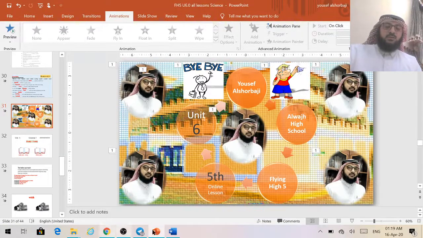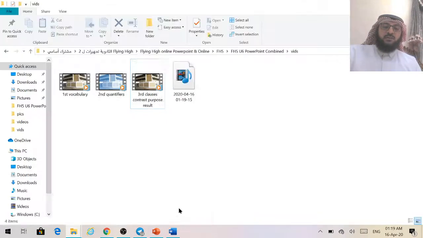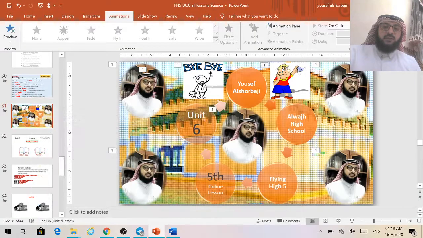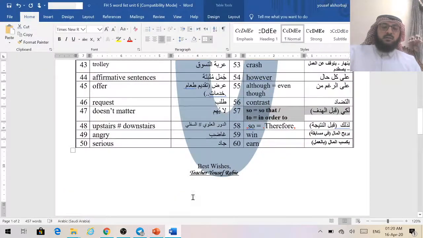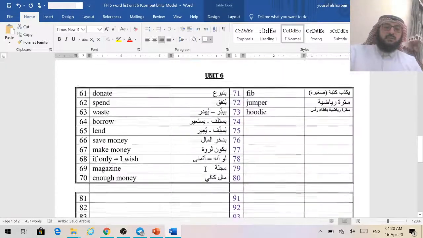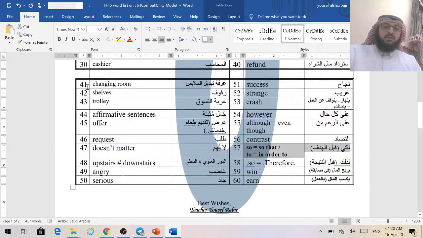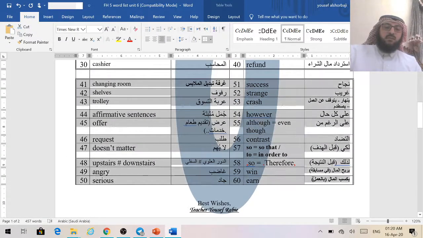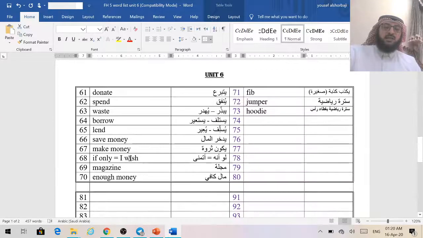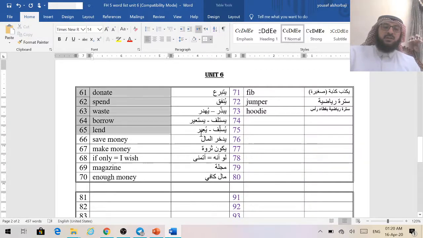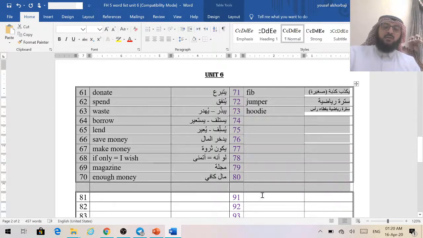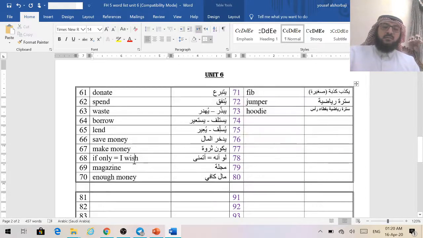Today we are going to revise vocabulary of Unit 6. We are going to dictate from 41 to 60, and we are going to read 61 to 73, because we might have a listening lesson later, but we'll check that later inshallah.